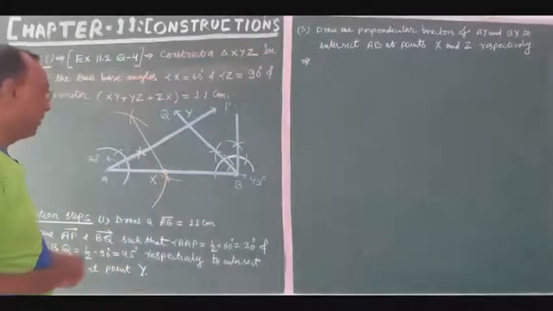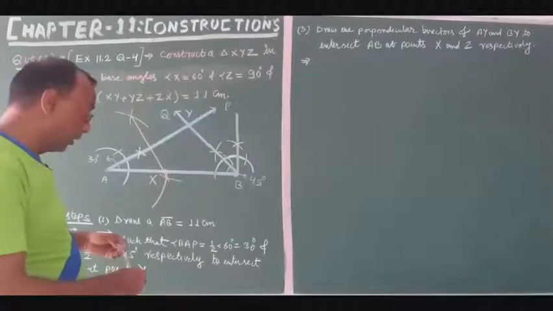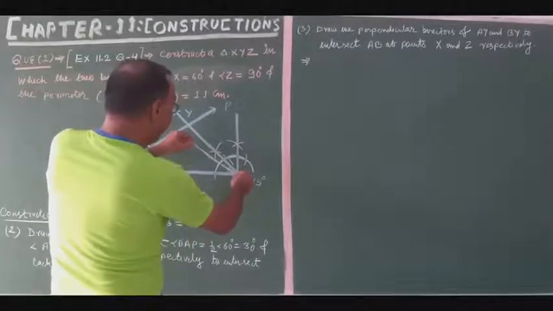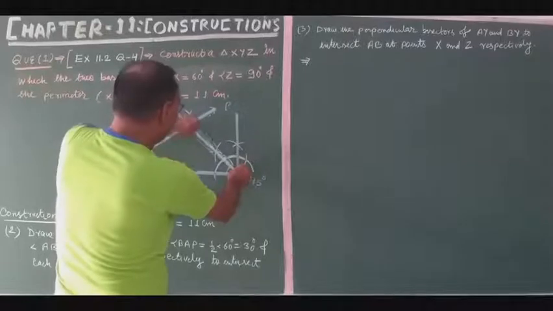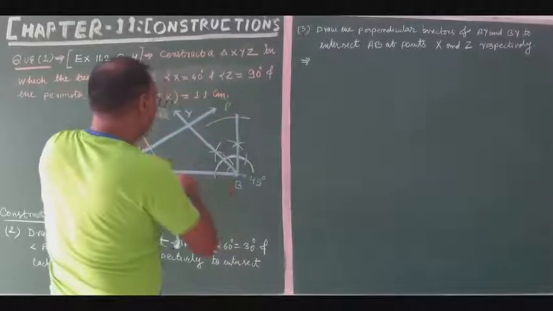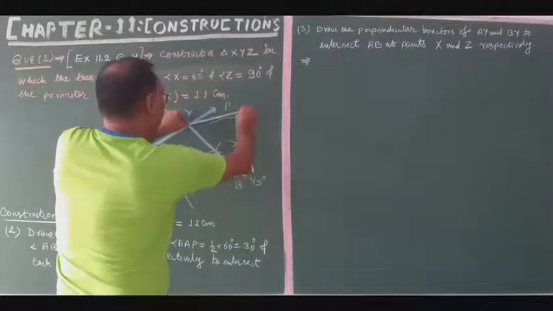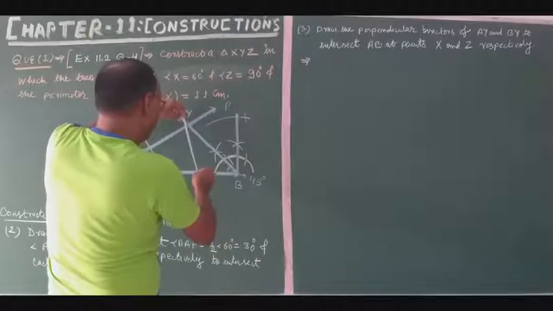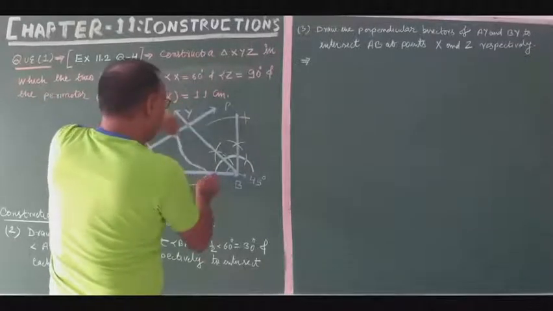And similarly, we will construct the perpendicular bisector of BY. So in this way, again we will put here and more than half radius, we will cut off the arcs. Here and here, and just look there.